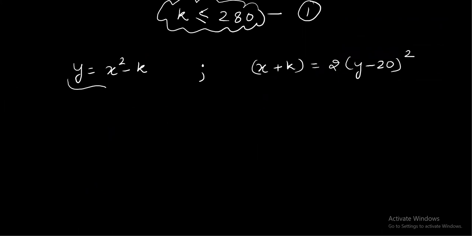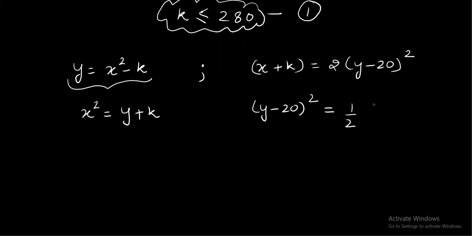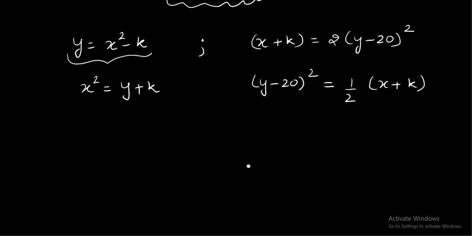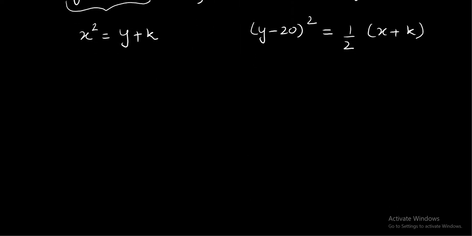Well, I'm talking about this first parabola. It is like x square is equals to y plus k. And the second one also I'm just writing in the standard form. I wrote it in standard form as y minus 20 whole square, and on the right hand side you can write it as 1 by 2 times x plus k. Okay. What about the vertex of the 2 parabolas?